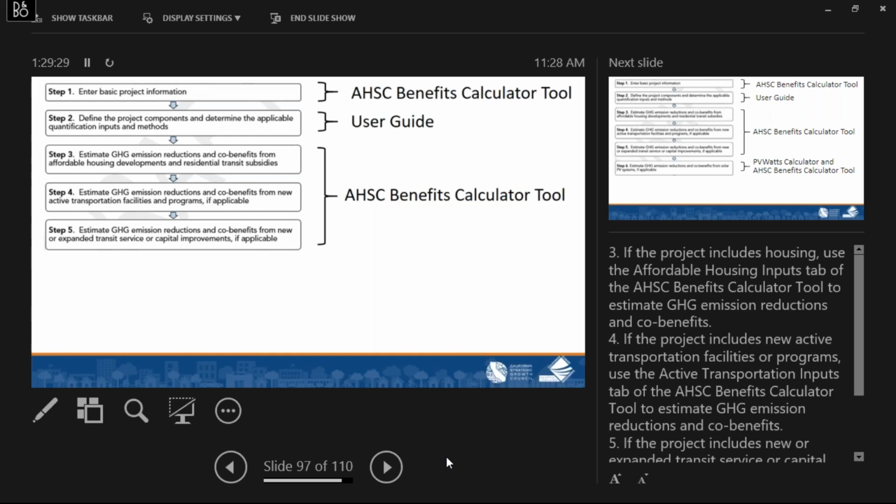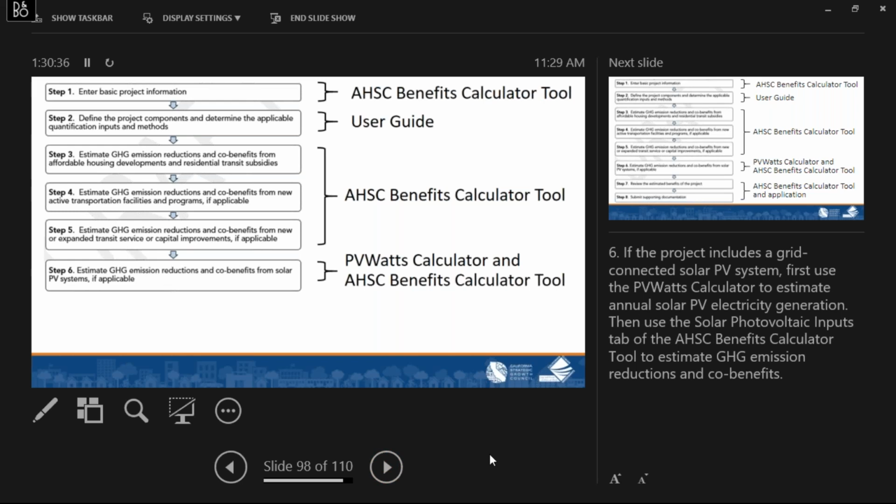Steps 3 through 4 are all component-specific, based on whatever the applicant identified as their applicable project components. They'll need to use the affordable housing, transit, and active transportation tabs of the AHSC benefits calculator tool to describe those components and estimate greenhouse gas emission reductions and co-benefits. One thing to note on each of those tabs is that there's a summary section that shows the benefits of the component, just the affordable housing or transit or active transportation component. One way to make sure that the necessary information has been input correctly is to make sure that the summary is populating fully on that tab. So when you're completing one of those tabs, you should be able to see a summary of all of the co-benefits and emissions reductions from that component. And if there are blanks or errors, that lets you know that something is missing on that tab.